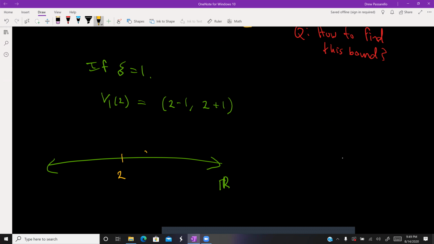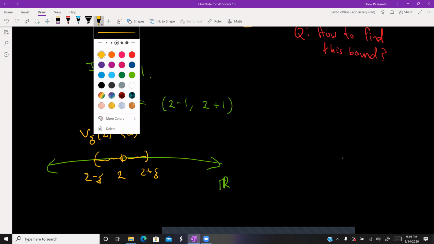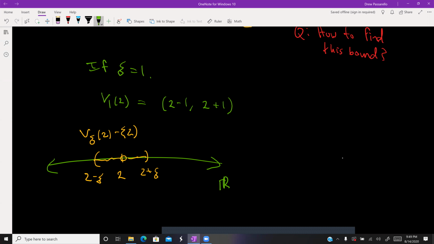Here's 2. We go sum out delta. This would be 2 plus delta, 2 minus delta. So then our punctured neighborhood, we have delta over 2, subtract out 2 is what that is. And now we're just picking delta to be 1, and that gives us the interval 2 minus 1 and 2 plus 1. So that's going to be 1 comma 3.